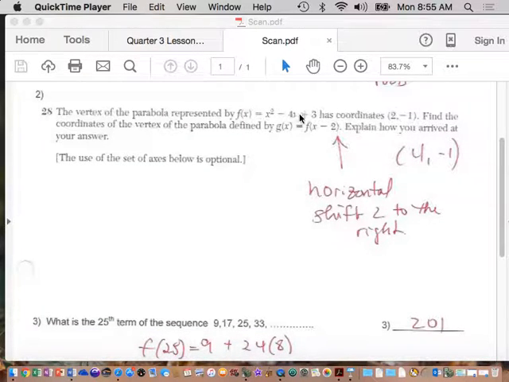The vertex of the parabola is 2, -1. They're actually telling you what it is. What would be the vertex defined by this? Well, again, it's in parentheses, which means I'm going to shift 2 units, but to the right, because it's in the parentheses, we have to reverse it. So 2, -1 becomes 4, -1.